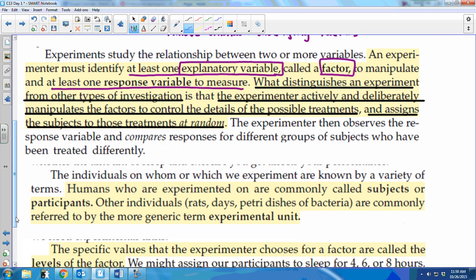All right, some more vocabulary. The individuals on whom or which we experiment are known by a variety of terms. So humans are called subjects when they're in an experiment. You can also call them participants. We use subjects a lot more often, though. And then plants and animals and bacteria and things are called experimental units because subject indicates that they have an opinion about the matter. So humans are subjects, and then animals and plants are experimental units.